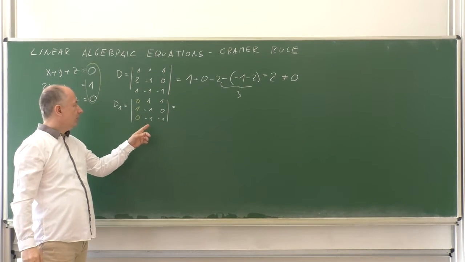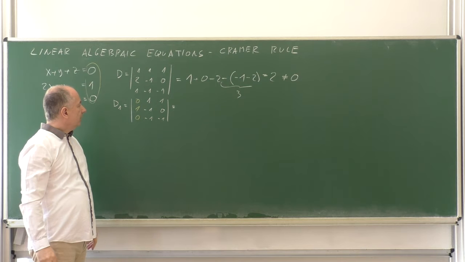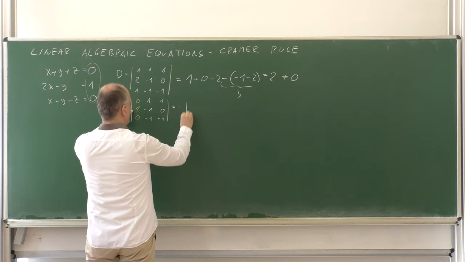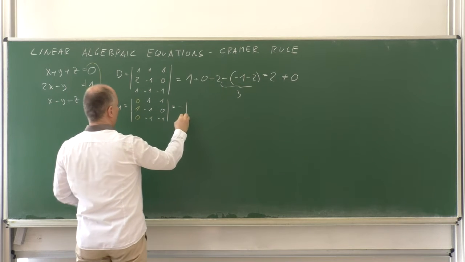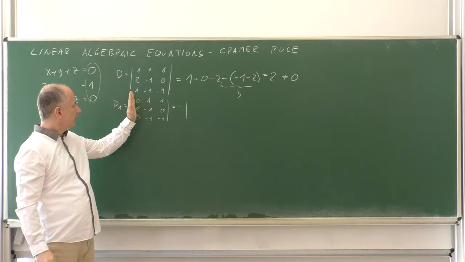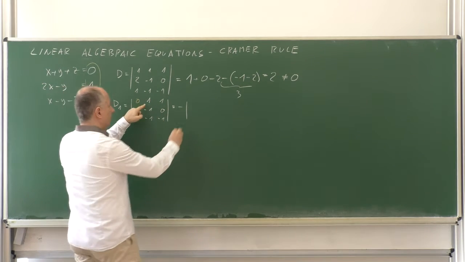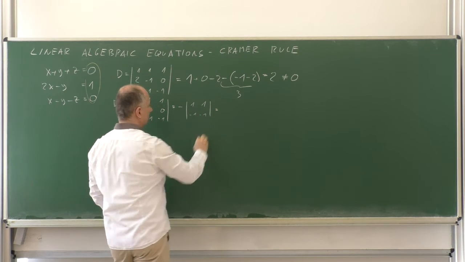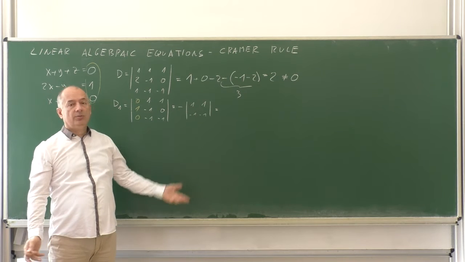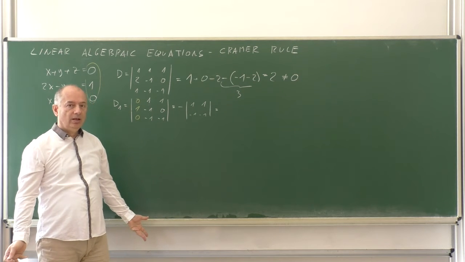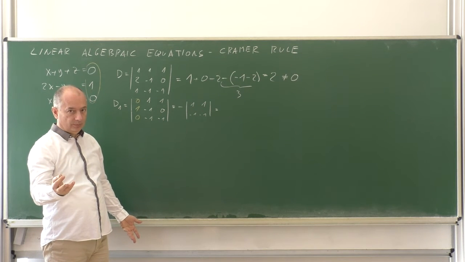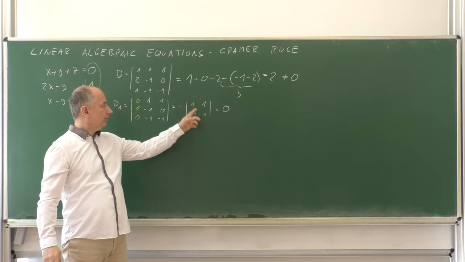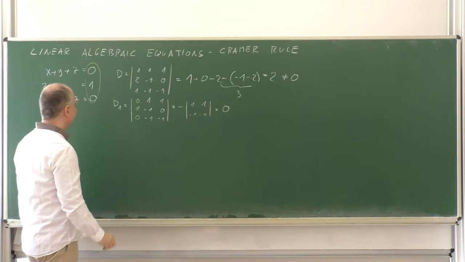And this determinant is easy to compute by expanding along the first column. So we have minus times the determinant of what remains if we delete the first column and the second row. That means the determinant 1, 1, minus 1, minus 1. But you see that the columns are the same, they are linearly dependent, so the determinant is, yes, 0. Otherwise you could write minus 1, plus 1.